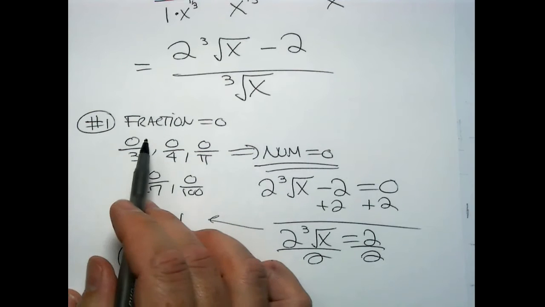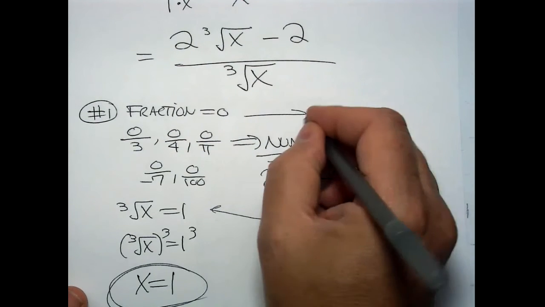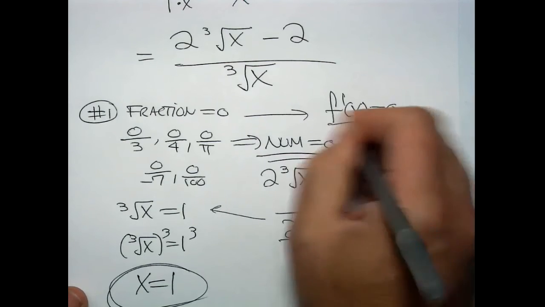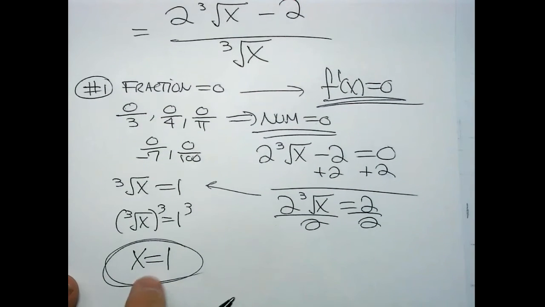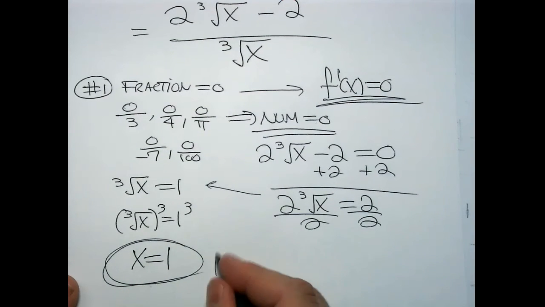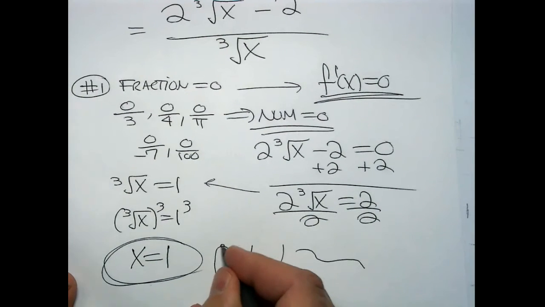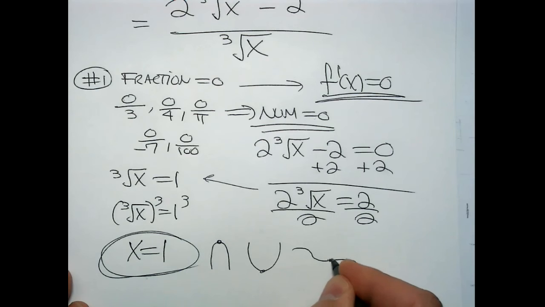Now, you set the first derivative to 0 by setting the fraction equal to 0. And when you set the derivative equal to 0, what do you expect to find here at x equals 1? A hill, a valley, or a flat spot. It's got to be one of those three items. Okay.